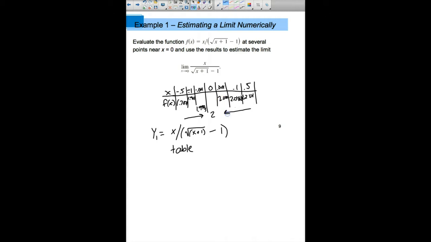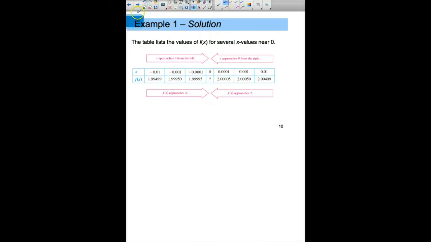So you can see as x approaches 0 from the right and from the left, it appears that the y values are both approaching 2. So again, you go to table set, and where it says independent, instead of auto, you change it to ask. And then you go to table, and then type in the number in the x column. So there's our table. You can see that both values approach 2 from the right and left. So then we say the limit as x approaches 0 of the function, or if you want to actually write in the function there you can, is 2.